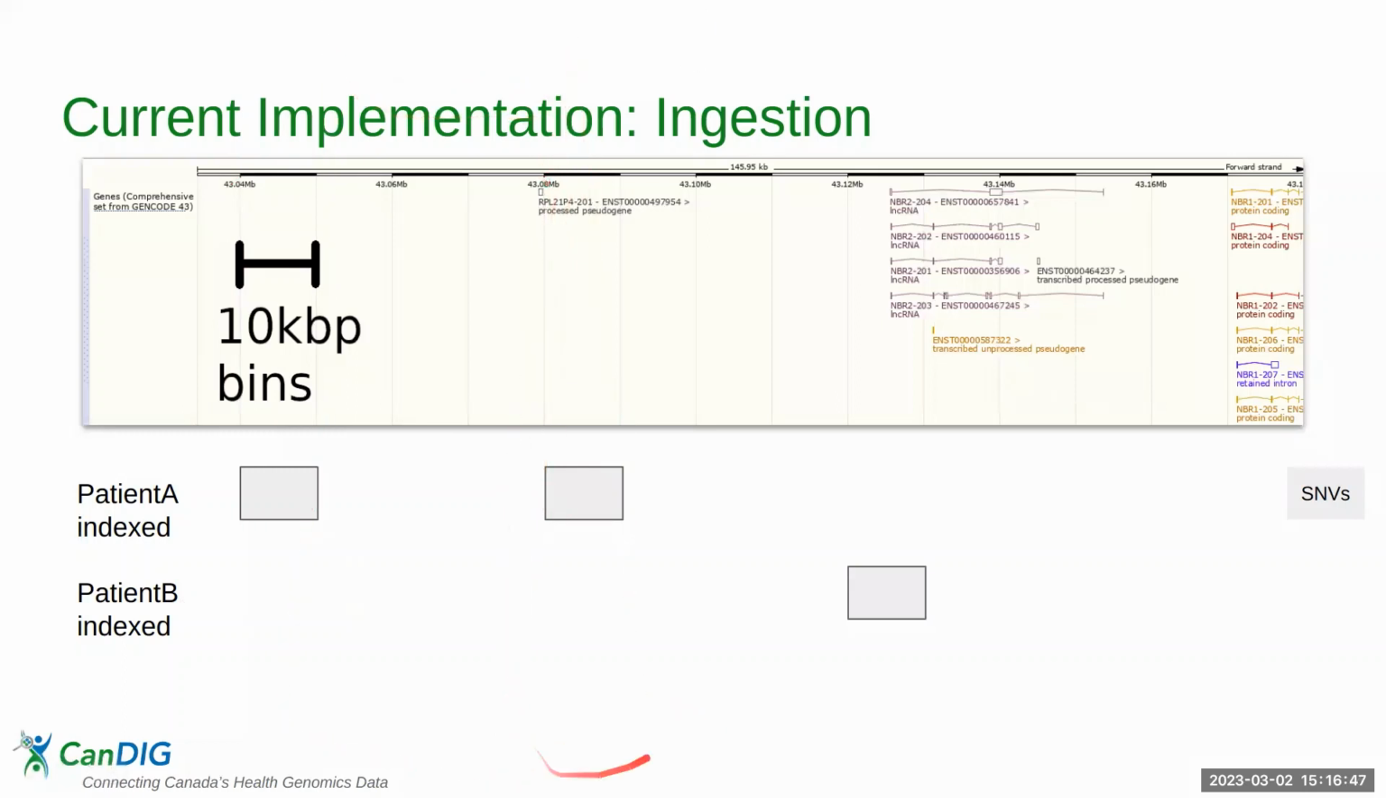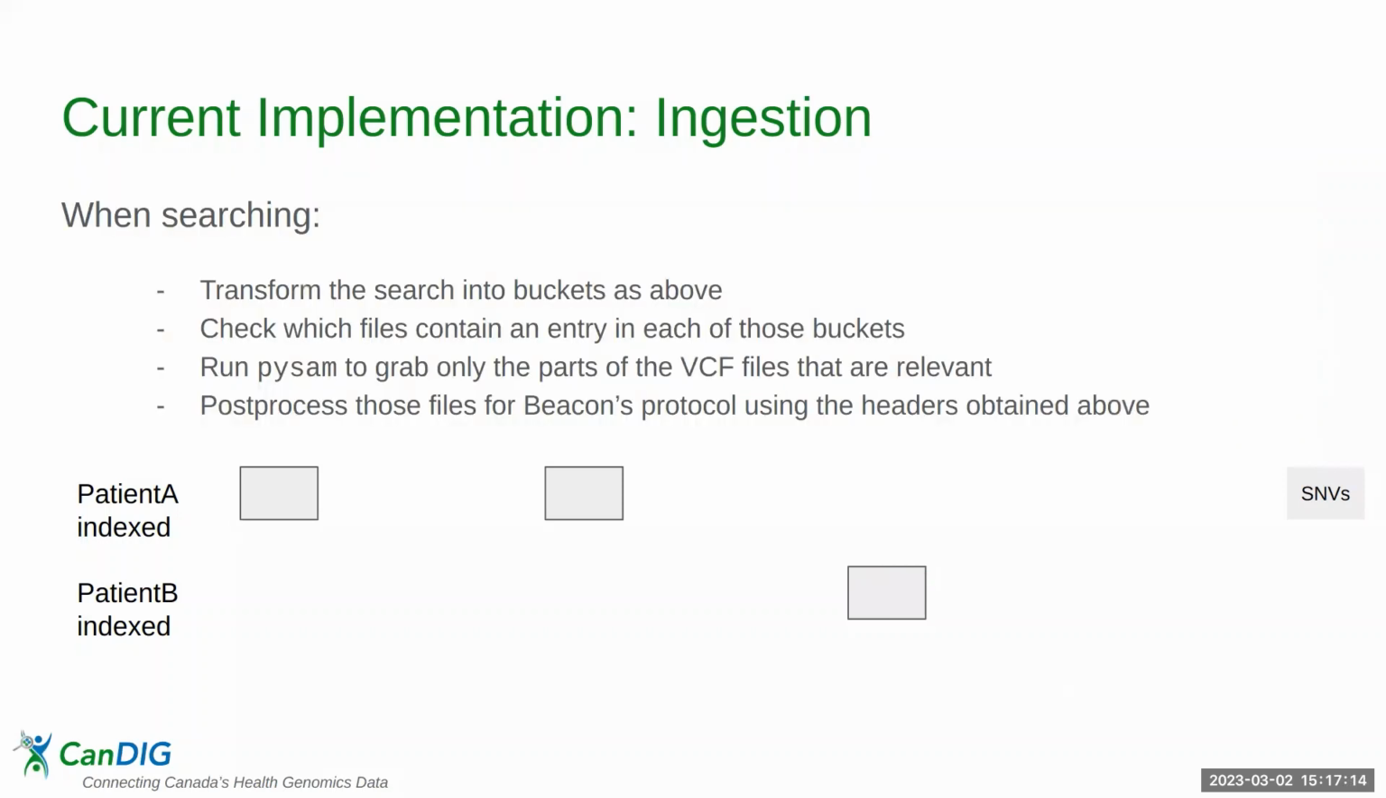Patient A has information in this bin over here, followed by another three, and then somewhere where patient B has information. By constructing these indexes, we can drastically cut down on how much information we need to store, and also make it a lot faster for researchers to find their data. We make it a lot easier for our backend to find out which VCF files are relevant for a query.